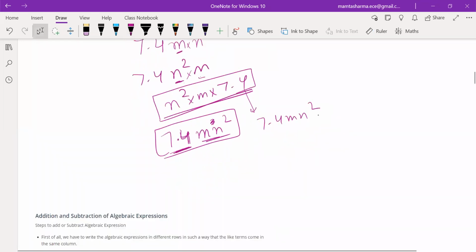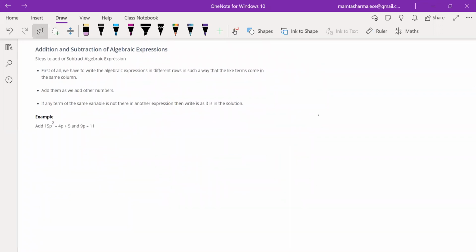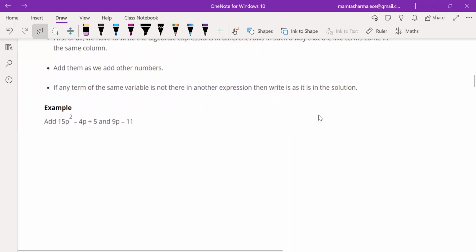Yes. Okay. Now Tanvi, how to add? If I say add these two algebraic expressions, how would you add them? Tell me.